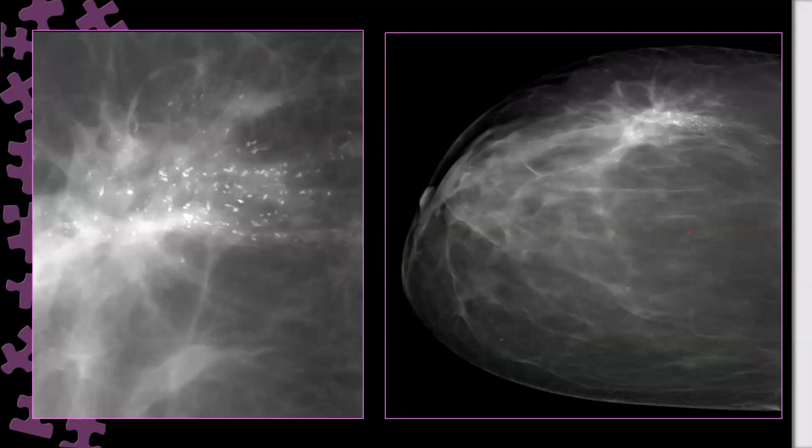Huda. Yeah. This is a mammogram of the right breast, CC view, showing microcalcifications arranged in a group. Magnification spot view.